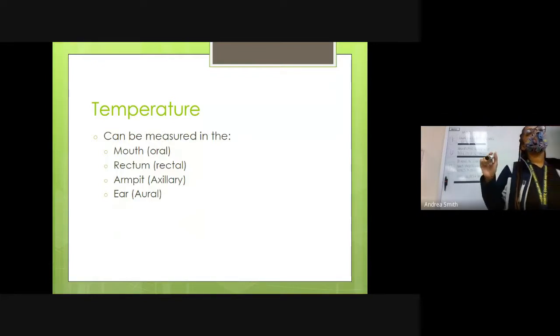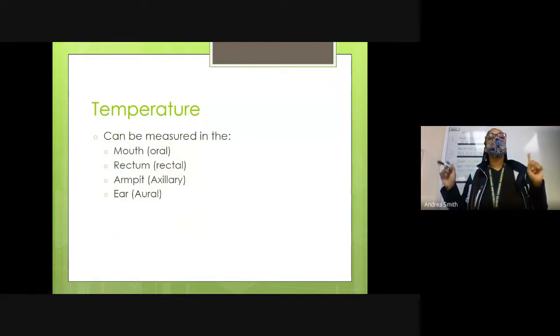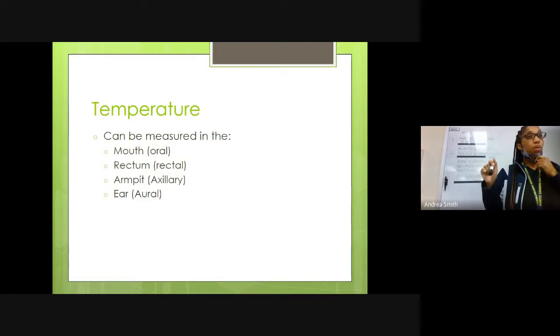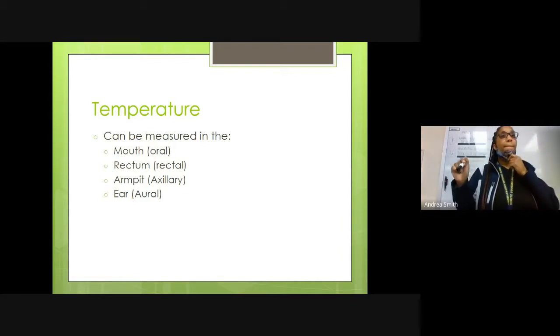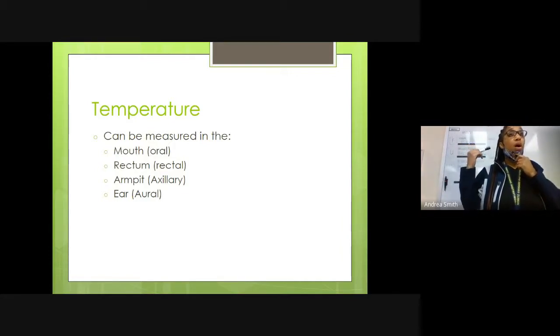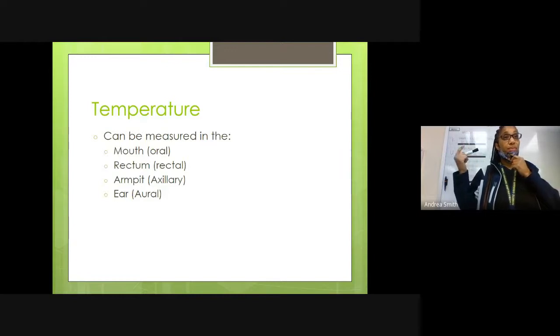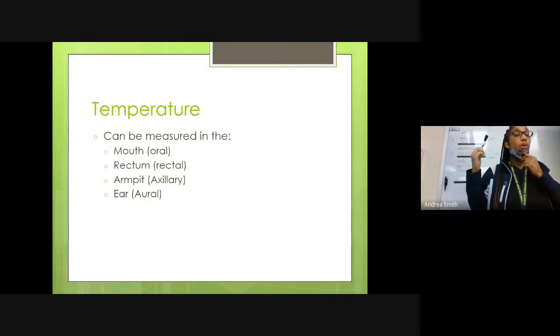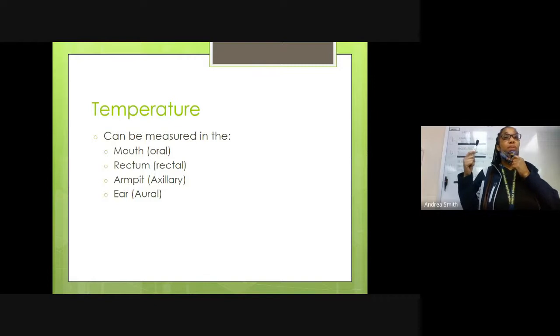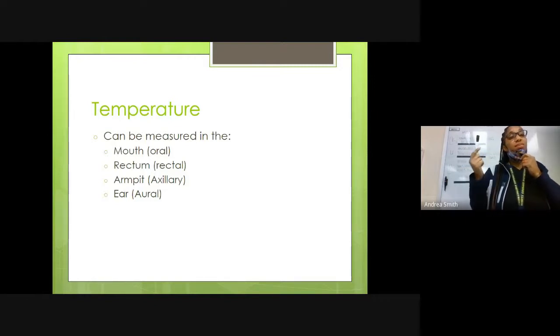Now, ear and mouth, you have to be very careful when you're saying them and when you're spelling them, because the mouth is oral with an O, the ear is aural with an A, A-U. Oral and aural are spelled different and they're also pronounced different. But if you say aural too fast, people think you're speaking about the mouth.